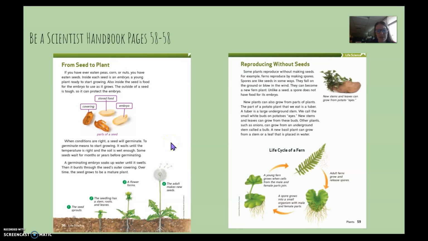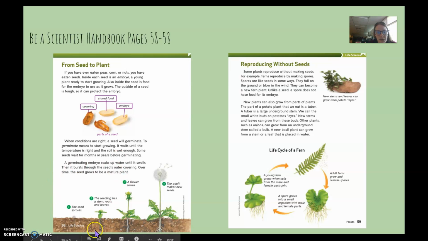To germinate means to start growing. It waits until the temperature is right and the soil is wet enough. Some seeds wait for months or years before germinating. A germinating embryo soaks up water until it swells. Then it bursts through the seed's outer covering. Over time, the seed grows to a mature plant.